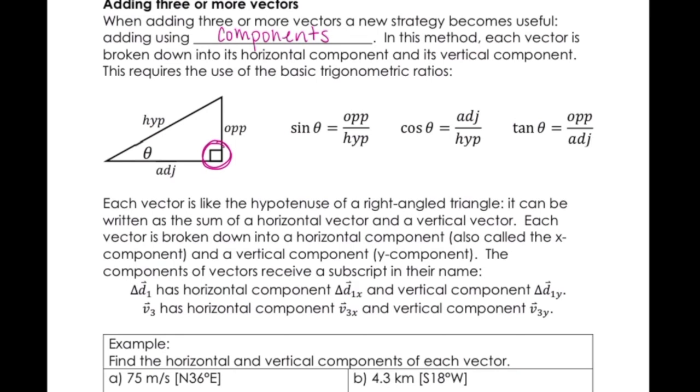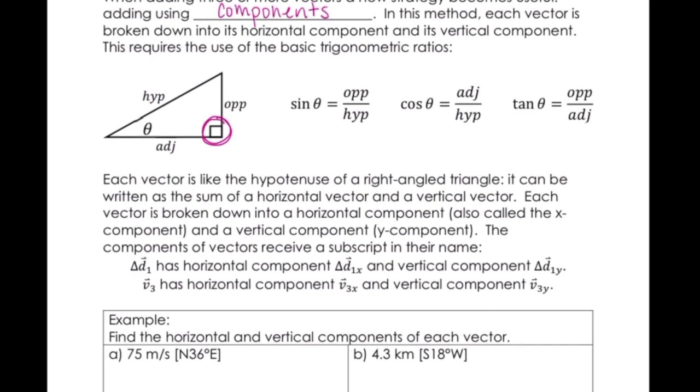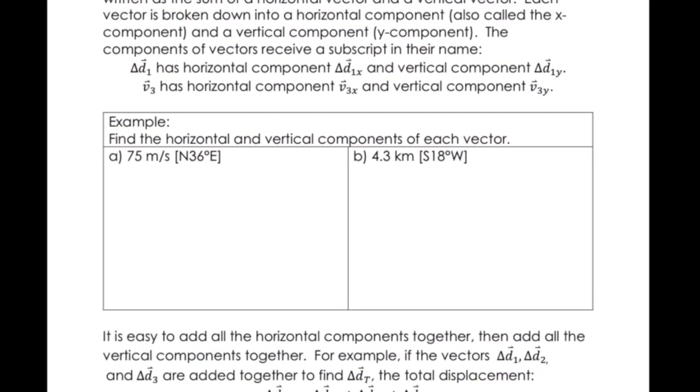Each vector is like the hypotenuse of the right angle triangle, and it can be written as the sum of the horizontal vector and the vertical vector. So each vector is broken down into the horizontal and the vertical component. Later we will add those up, so we'll talk about that. The important thing, though, is to make sure that you're naming the subscripts and keeping them separate. Here are some examples of subscripts that would break down the vectors or the displacement. Okay, so let's do some examples.